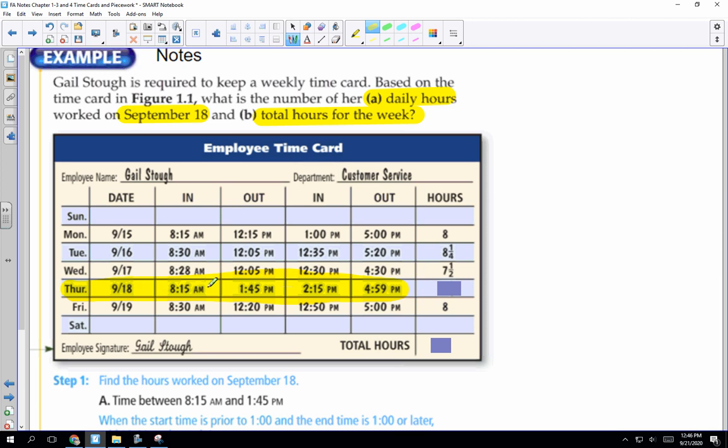The book has a way where you add 12 if it's morning and then afternoon, but I just count. I will be making dots so that we can keep track of my counting. So 8:15 to 9:15 is 1 hour. 9:15 to 10:15 is 2 hours. 10:15 to 11:15 is 3 hours. 12:15 is 4 hours.